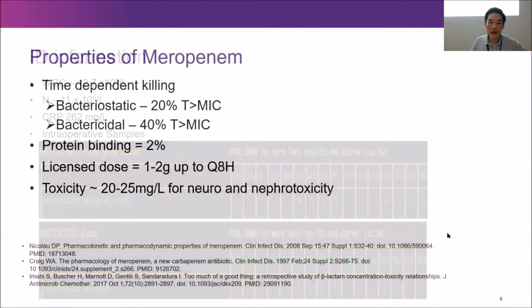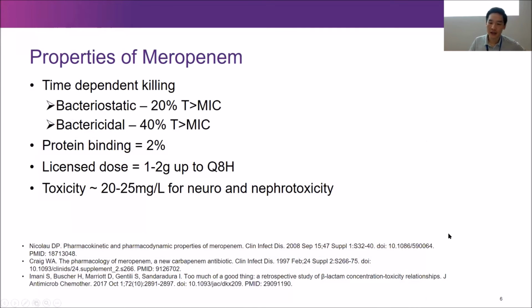We'll just briefly go through the properties of Meropenem again, just in case you're not terribly familiar with them. Being a beta-lactam, it exhibits time-dependent killing. So the efficacy of Meropenem is best described by the duration of time that the concentration of Meropenem remains above the MIC. Now, if 20% of your dosing interval is spent above the MIC, Meropenem seems to exhibit bacteriostatic effects. So it kind of slows the rate of growth of bacteria, but it doesn't really kill it per se.